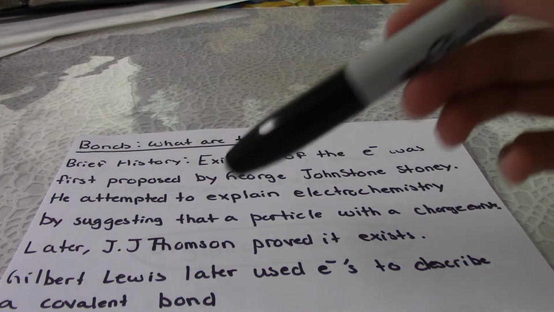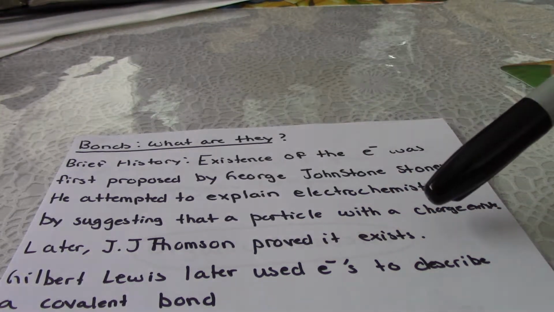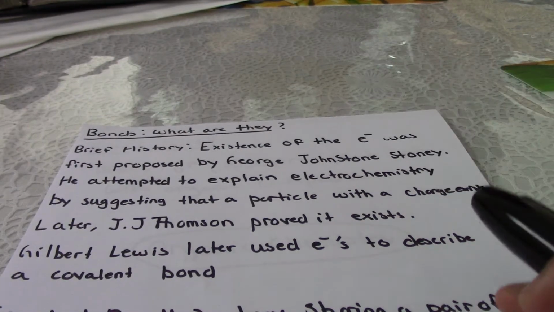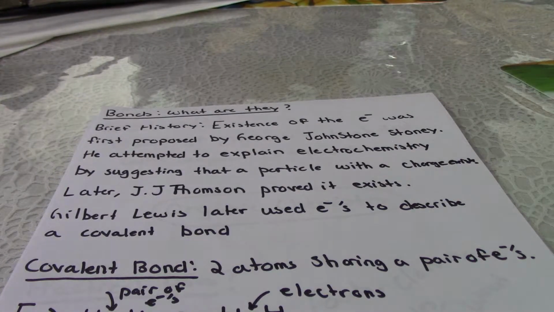Now, as we all know, J.J. Thomson is the one who discovered the electron, and he basically proved that it existed. So he was the one who got the award for it. And another person I want to talk about is Gilbert Lewis. Basically what he did was he used these electrons that J.J. Thomson discovered to describe a covalent bond.